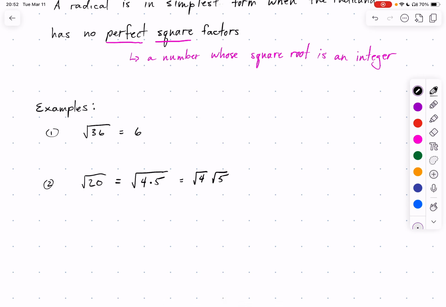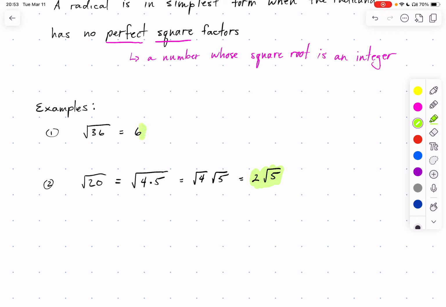And since 4 is a perfect square, the square root of 4 is just 2. And so we're left with 2 radical 5. Okay. And we know 5 doesn't contain any perfect squares because 5 is a prime number. So it has no other factors other than 1 and itself. So this is the simplified form of square root of 20.